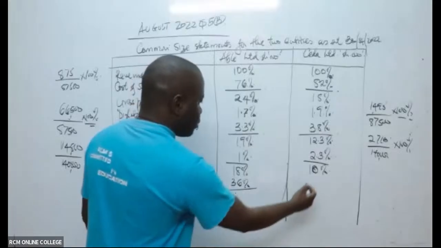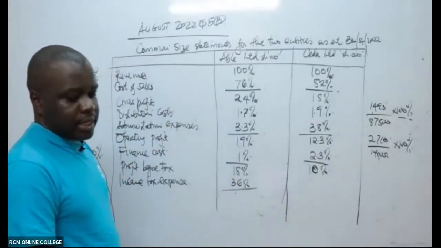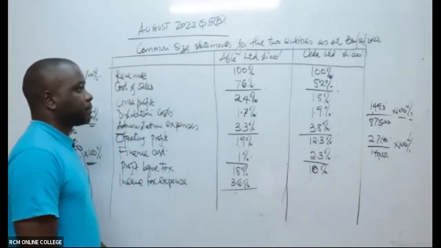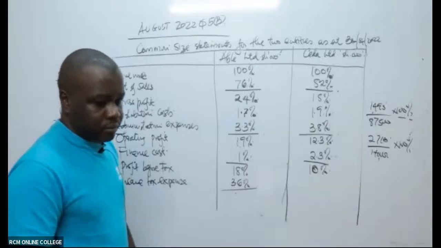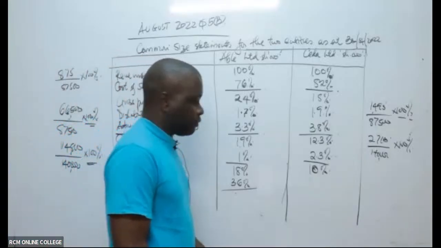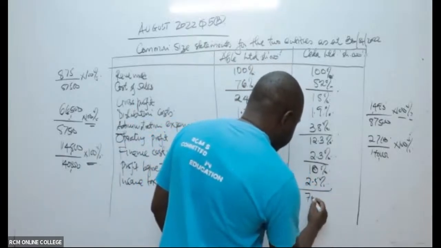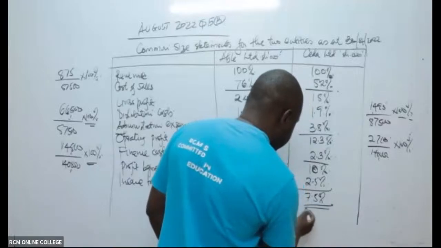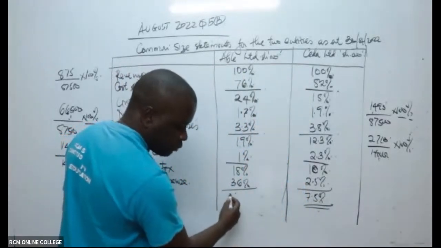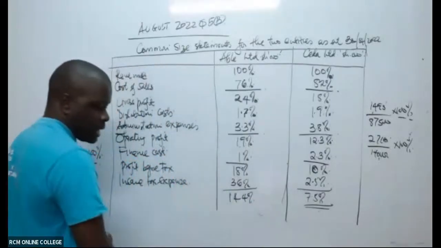What about for SEDA? You take 3.5 divided by 87,500. You are getting 2.5%. So this will be able to get 7.5%. This one will be able to get 14.4%. So this becomes the profit for the year.